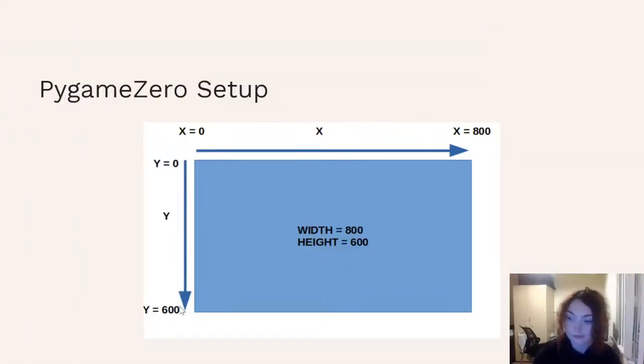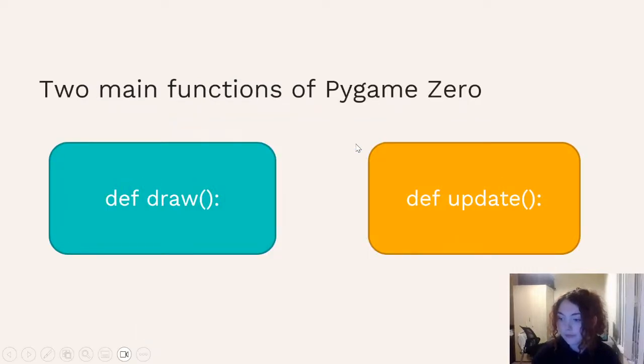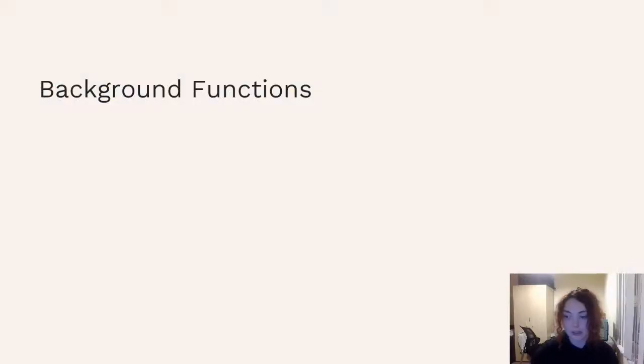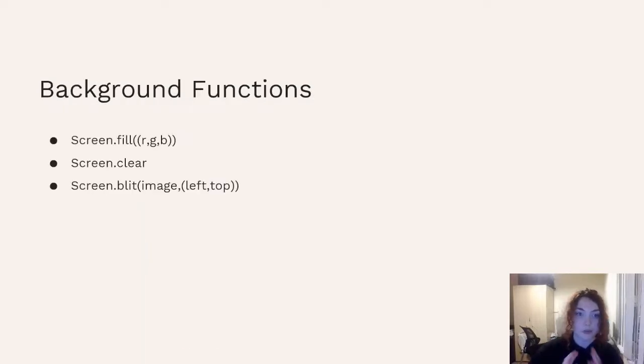The next stage is looking at setting up the background. There are a few different functions that we can use to set up the background. So here are a few of them, and we're going to go through them now. We've got screen.fill, which fills the background with a solid color, clear, which clears the screen, and BLIT, which will add an image to the screen. And we'll go through some of those just now.